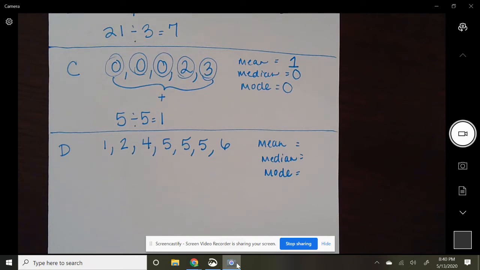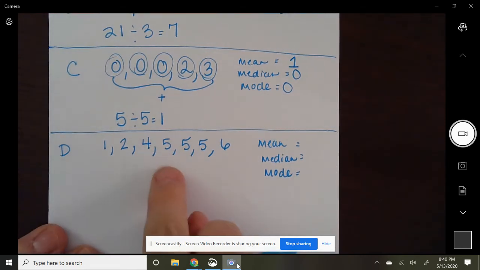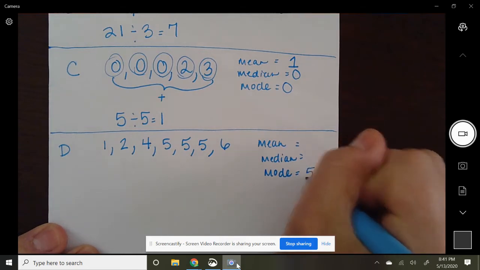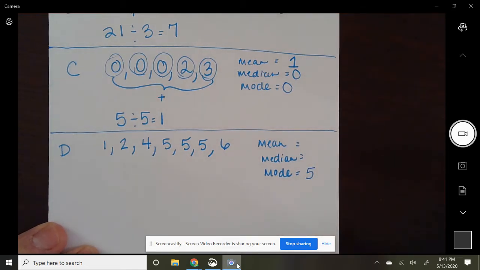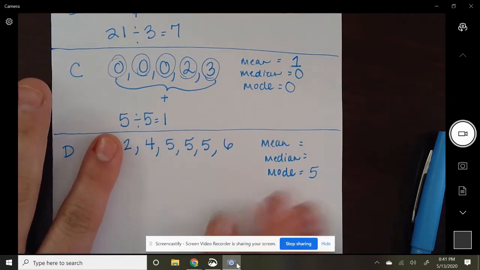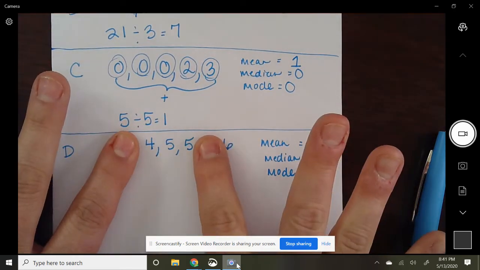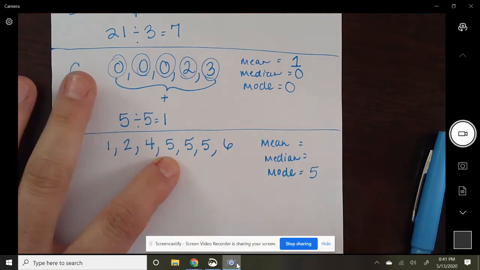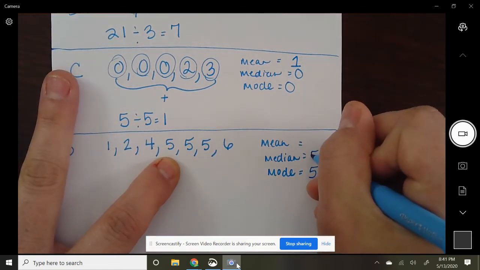Again, mode usually sticks out to be the easiest problem. Let's do that first, get it out of the way. The most frequent number is a 5. Median. We're going to find out what's in the middle by cutting off the front and the back. Front, back, front, back, front, back. What's left in the middle is a 5.